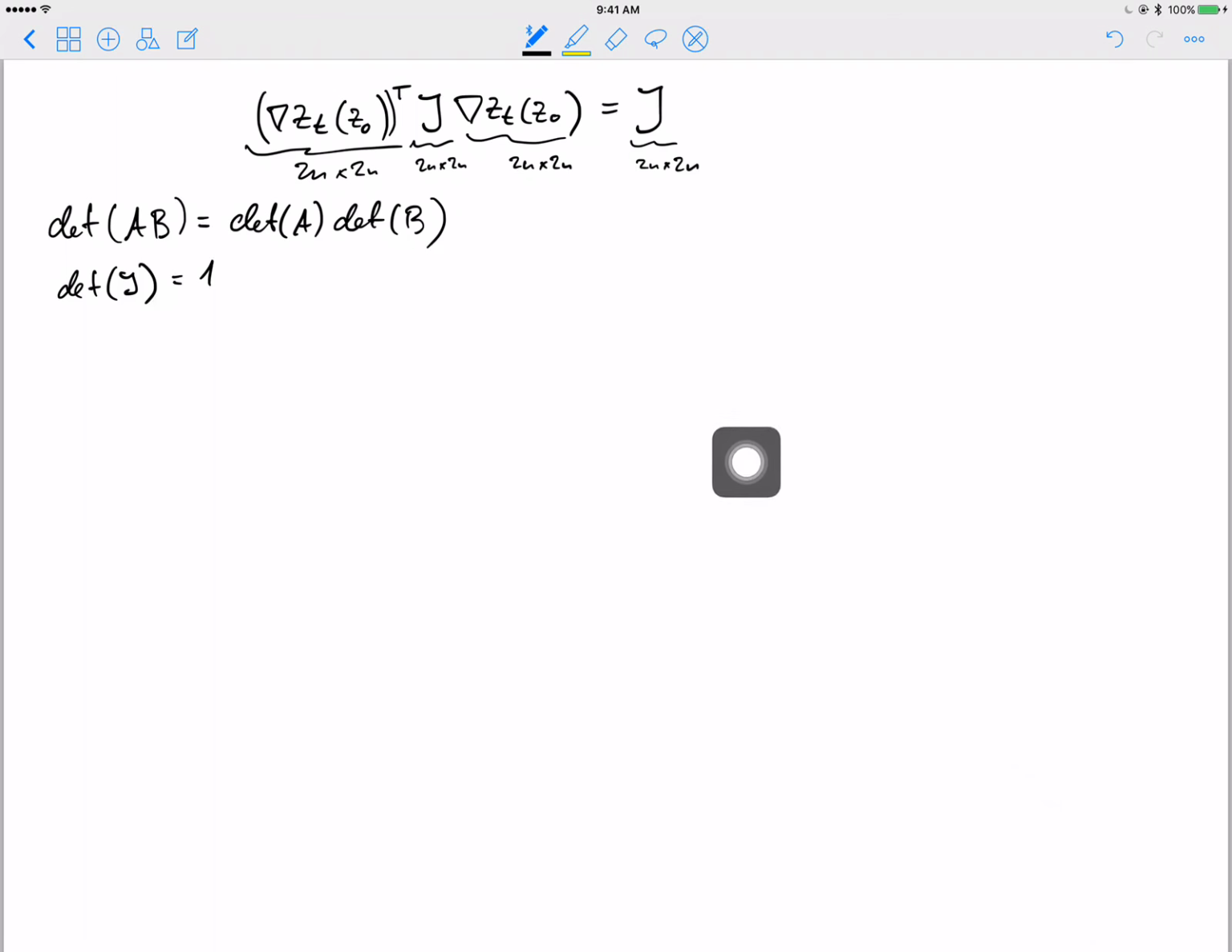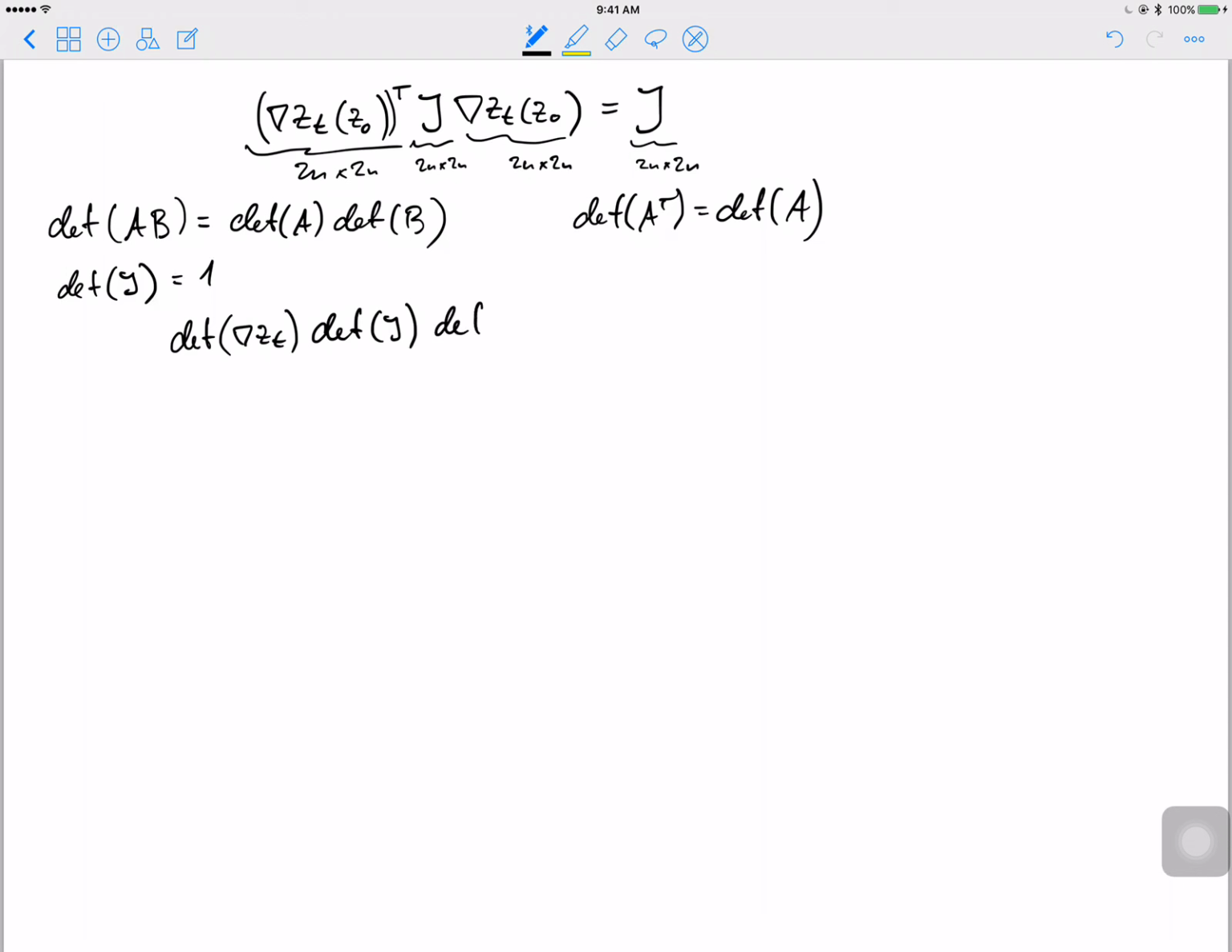So if I take the determinant on both sides of the equation, then I will see that, also, you know that the determinant of the transposed matrix is the same as the determinant of the matrix non-transposed, right? We are, of course, talking about square matrices, but that's the case here, okay? So this boils down to the determinant of the Jacobian of ZT, the determinant of J, the determinant of, again, the Jacobian of ZT, and that needs to be equal to the determinant of J. So I just applied the product rule and put the determinant on both sides. I know that the determinant of J is 1, right?